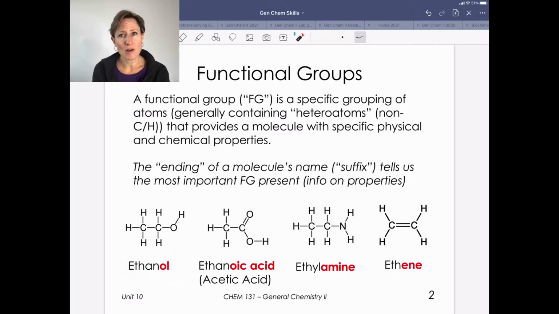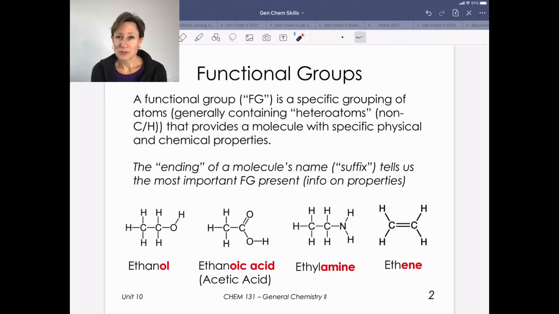So this is ethanol. That's what's in drinking alcohol. We can see that it has an alcohol functional group. Okay. Ethanoic acid, also called acetic acid, which you guys know is vinegar. This has a carboxylic acid. Ethylamine. Okay. This has an amine functional group. Some of these are pretty obvious by the suffix. Ethene. This has an alkene functional group.